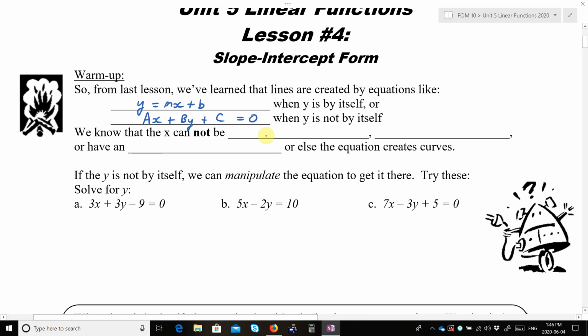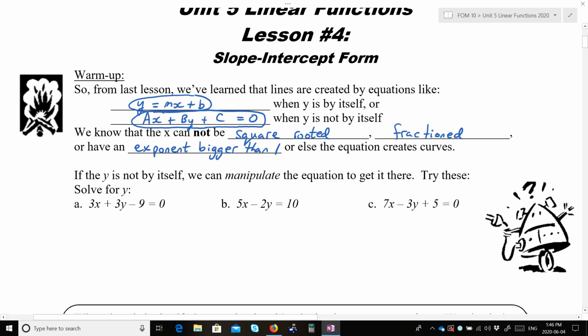We know that the x cannot be square rooted, fractioned, or have an exponent bigger than 1, or else the equation creates curves. So the only way to get straight lines, guys, is by either having this form or this form.